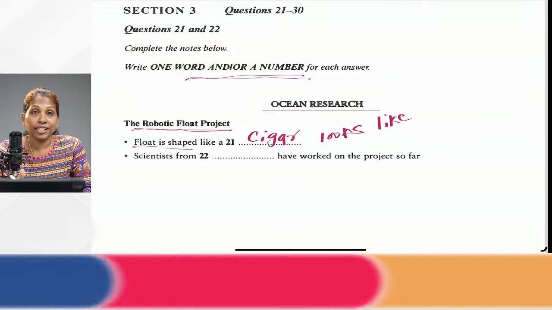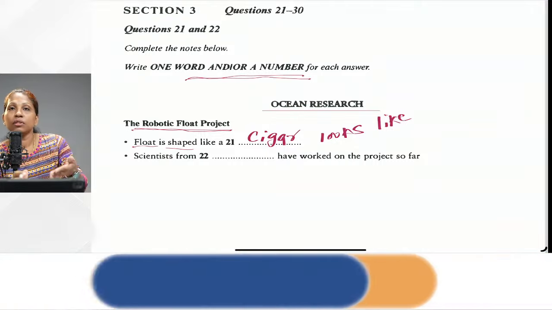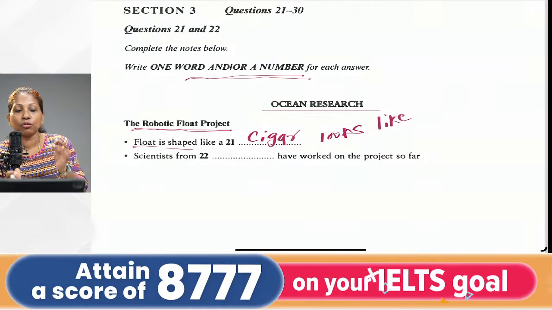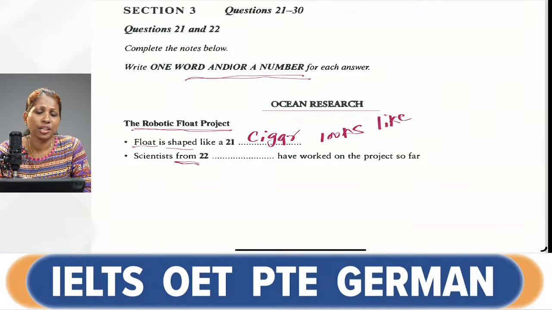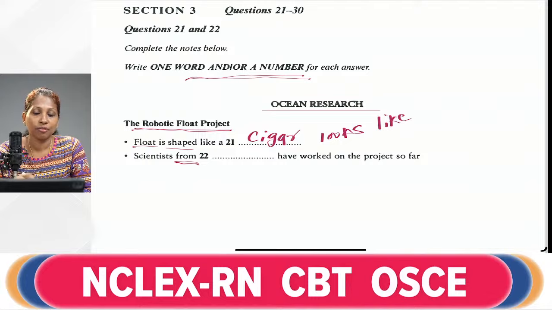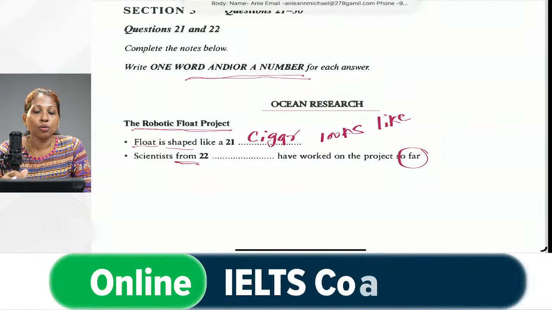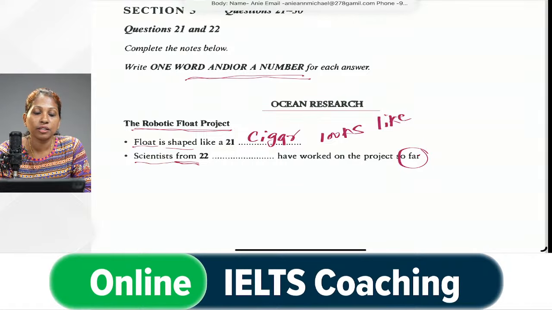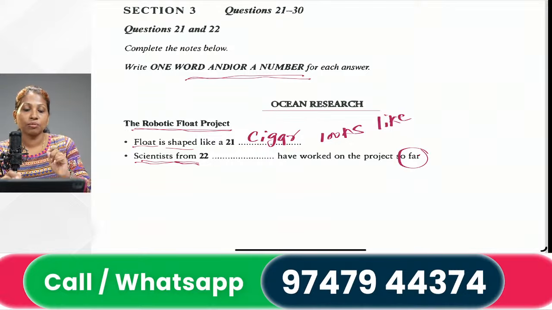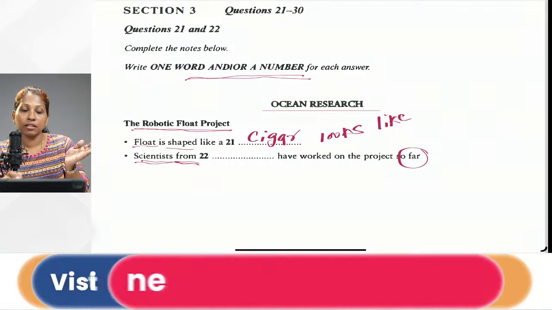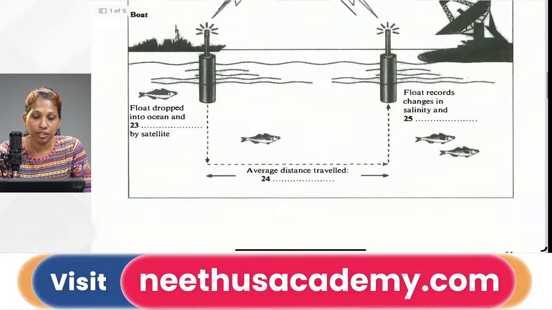Going forward, next one. Scientists from blank have worked on the project so far. From maybe it can be a place, a particular location. From there, the scientists have come and they have worked on this project so far. So the keyword we'll listen for is the word scientist. When you listen to that part of the audio, if the word scientist or something synonymous, people dealing with science or research, is mentioned, that is your answer part. So let's go to the script.